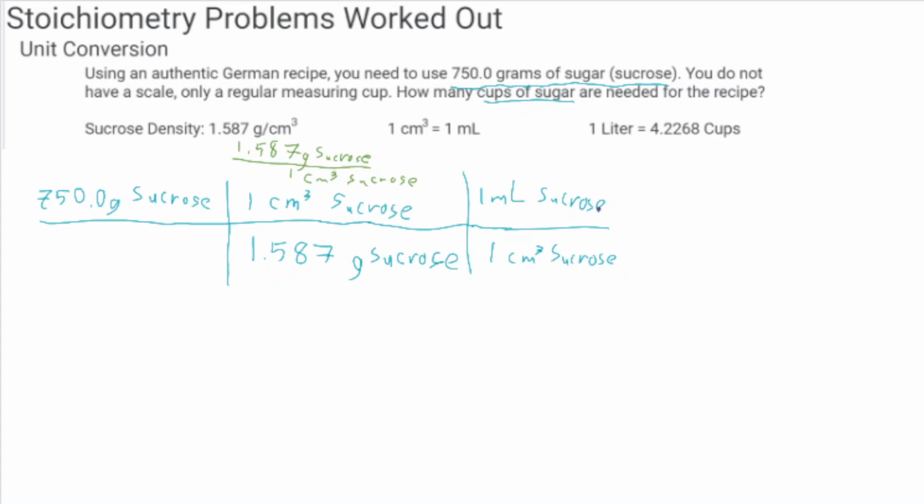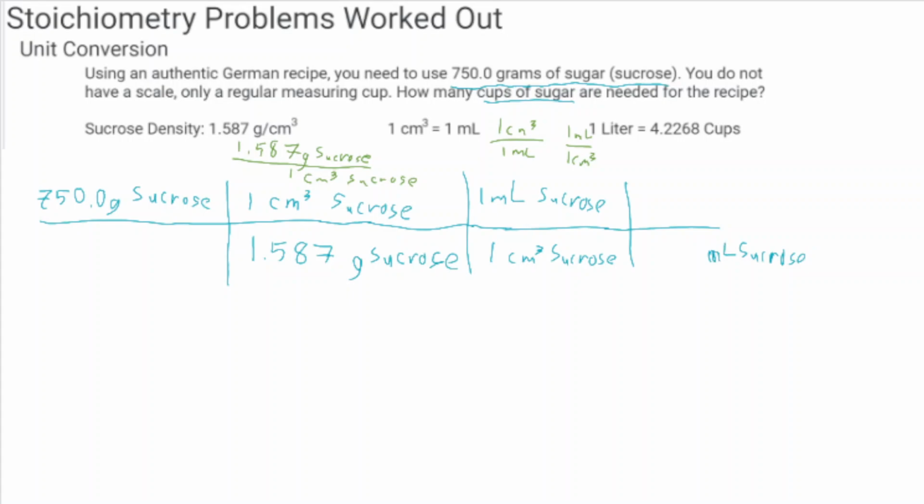All right, so that's how equalities work. If we just want to go from one to the other, we can say that we have 1 cubic centimeter over 1 milliliter, or we can write it the other way as 1 milliliter over 1 cubic centimeter, just like we did. All right, so now we need to look for something that has milliliters of sucrose in it.